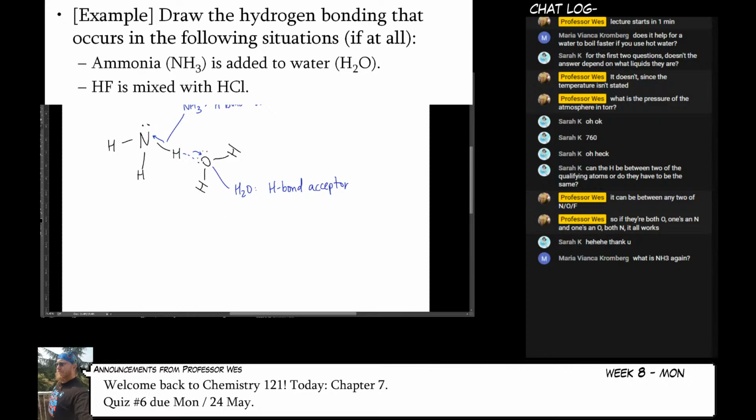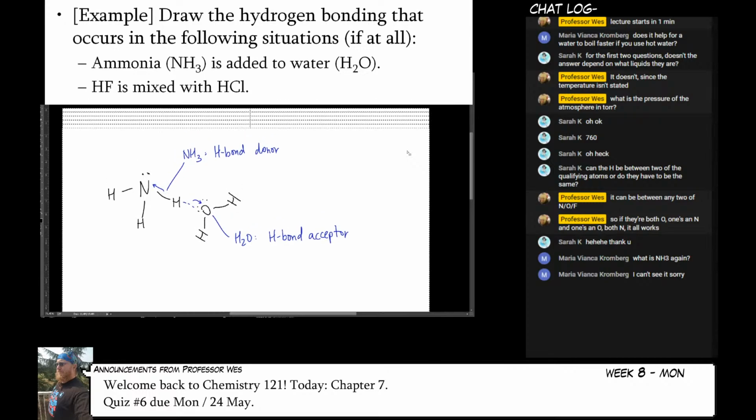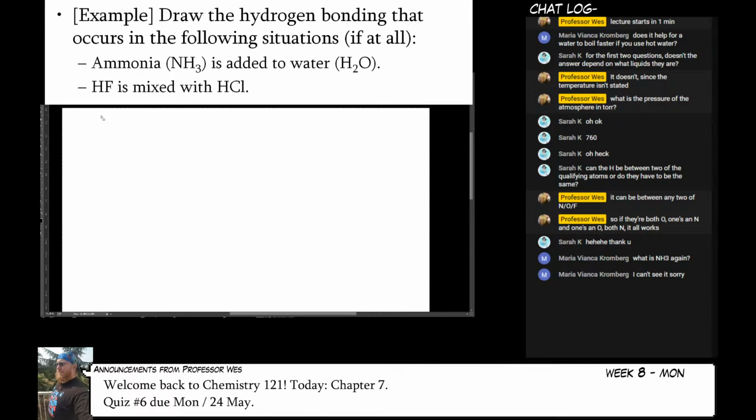All right, so now we'll clear all that out. Oh, you can't see it. Oh, shoot. Yeah, that's a problem. There you go. Sorry about that. What is NH3 again? NH3 is ammonia. Oh, it's the hydrogen bond donor. I'm sorry. Yeah, because the text was hidden, wasn't it? Sorry about that. Okay. You can go ahead and pause the video if you need to write it down. I'm going to draw the molecules again.